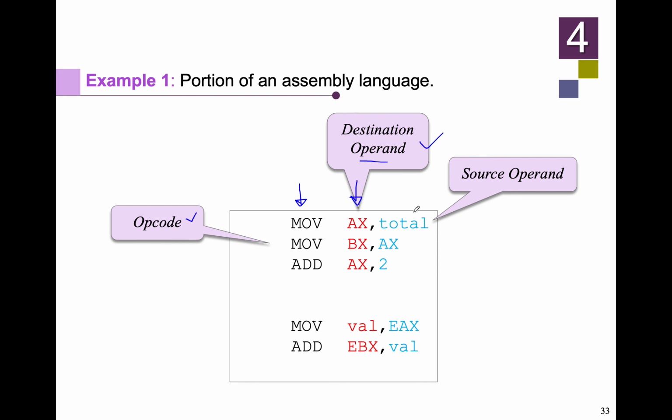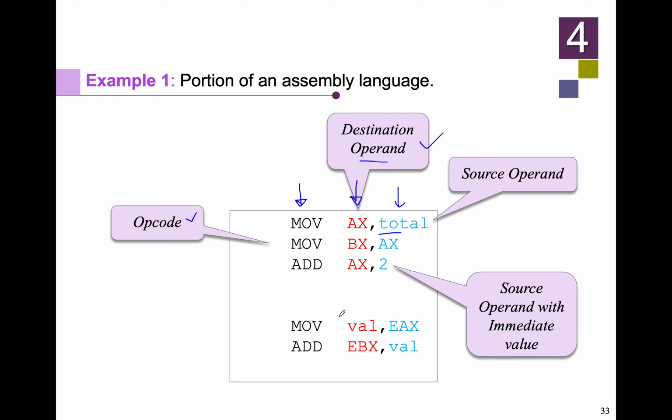You have the source, you have the destination. Same goes here. You have opcode, you have destination, you have source. Until these lines, also similar. So you also have different kinds of operands. Later on you will see about 6 types of operands.